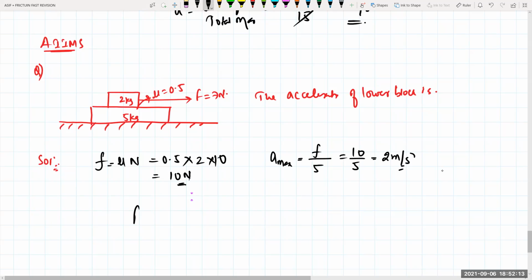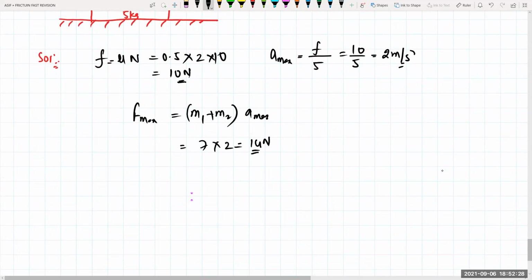Now M1, now F max. Calculate F max. F max will be equal to your M1 plus M2 into your A max. 7 into 2. That will be equal to how much? 14, sir. 14 newton. And the force applied is only 7 newtons.